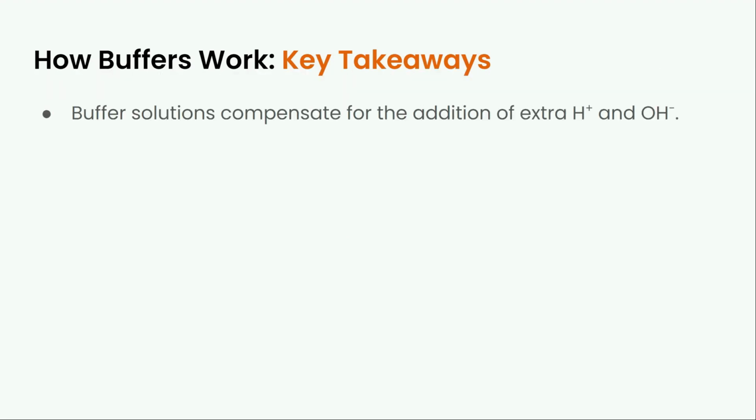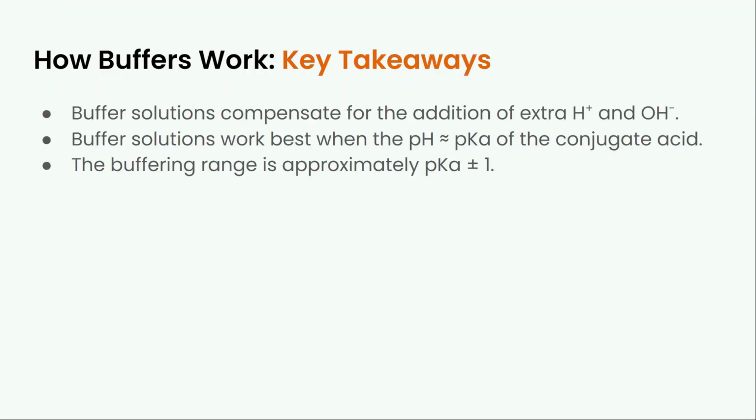So some key takeaways, I'll just rattle through these. Let's get some on the screen. Buffer solutions compensate for the addition of extra protons and extra base hydroxide anions. They work best when the pH of your buffer is equal to the pKa of the buffer acid, or the conjugate acid. I didn't explain this mathematically, but the buffering range for a given buffer is approximately pKa plus or minus 1, bearing in mind that the pKa scale is logarithmic. So tris, for example, the pKa of tris is 8.1, so its buffering range is 7.1 to 9.1, which is 2 orders of magnitude. The smaller the pKa, the stronger the acid.